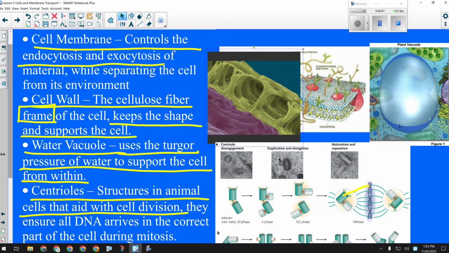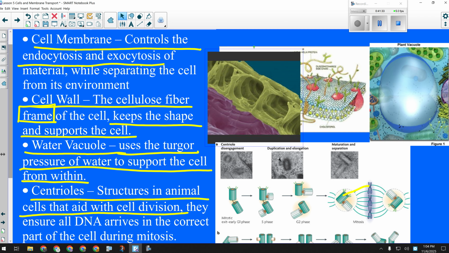So obviously cell wall and water vacuole are only present in the plant cells. Animal cells don't have cell walls. Fungi have cell walls. Bacteria have cell walls, but they're different. A fungus cell wall is actually made out of chitin. It's the same thing that the exoskeleton of a bug is made out of. So if you've ever stepped on a bug and you hear that crunching, that's chitin. It's very hard, it's very stiff. That's what the fungal cell walls are made out of.